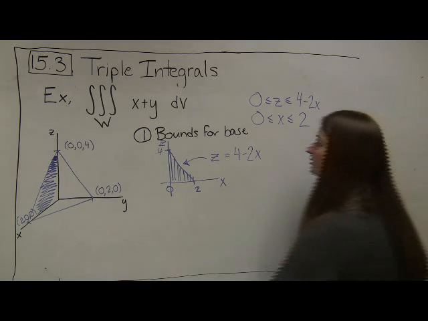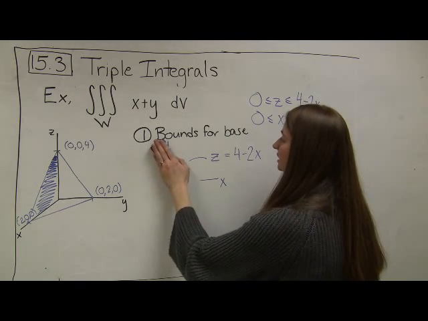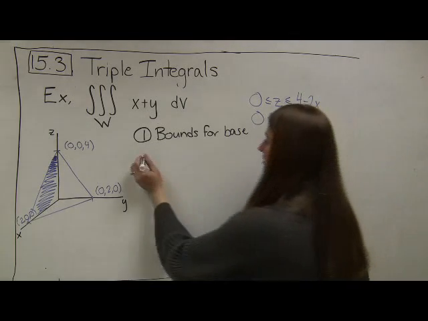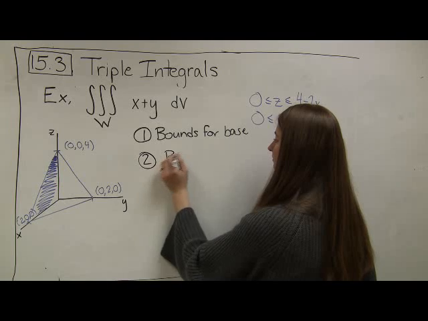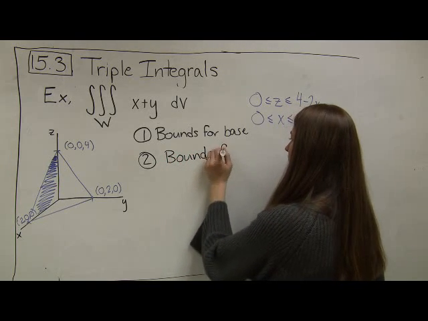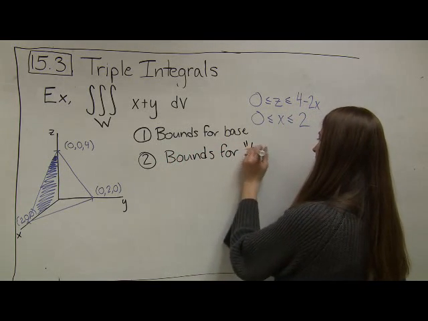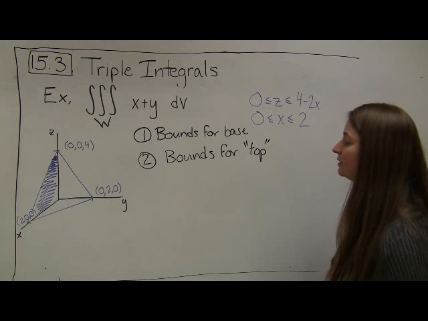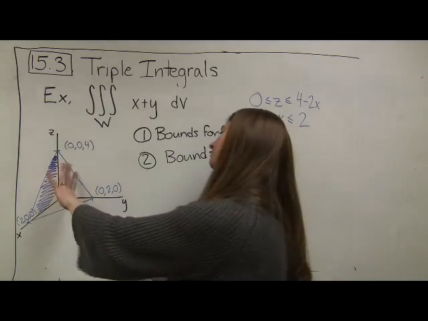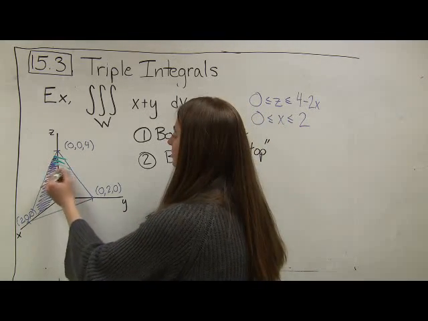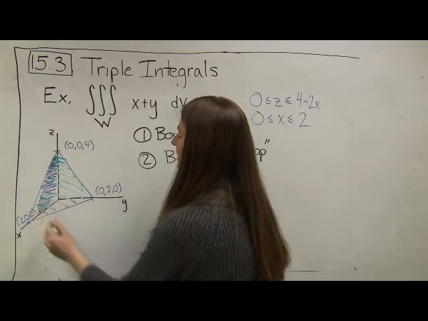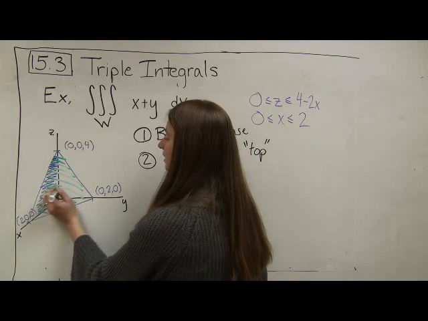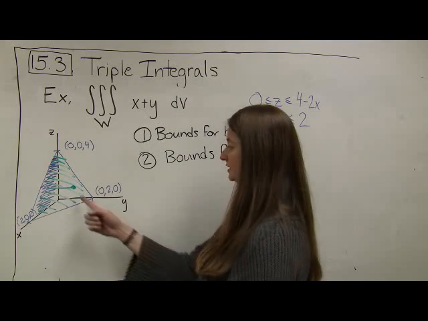So now that I have the bounds for the base, I'm going to have to come up with the bounds for the top. So the top in this case is exactly the same top that it was before. We're just thinking of it sideways. So in this case, I'm thinking about, as I'm down in this region, how far over do I need to go before I hit the top of this tetrahedron?